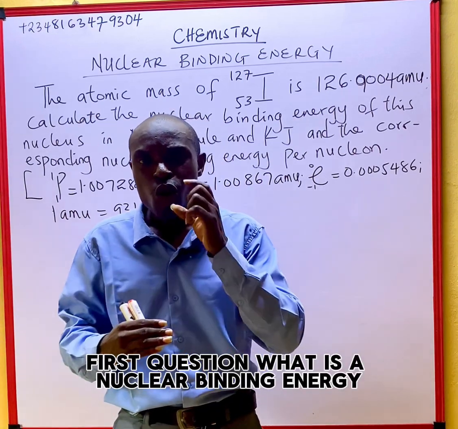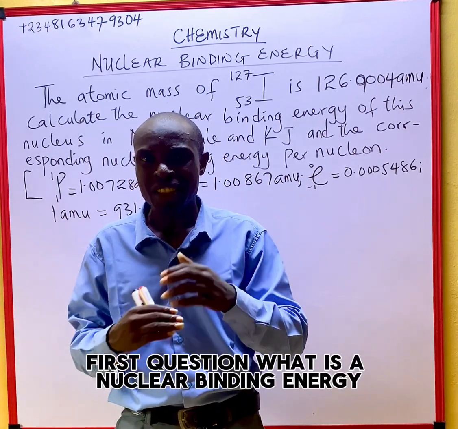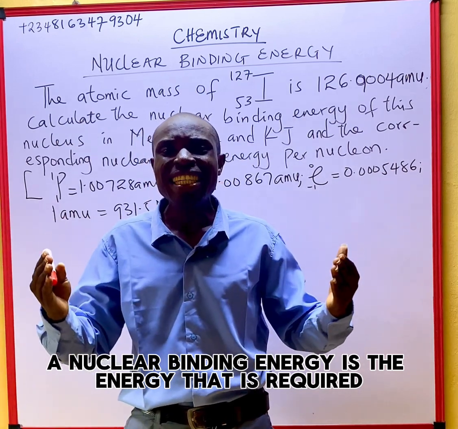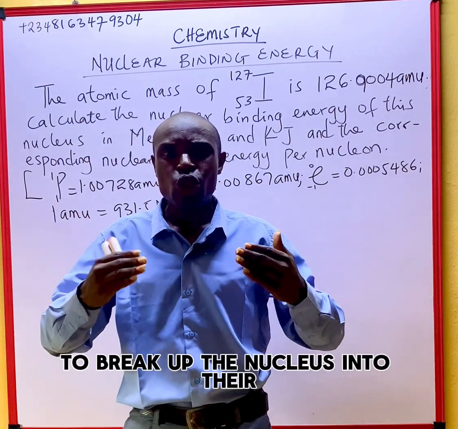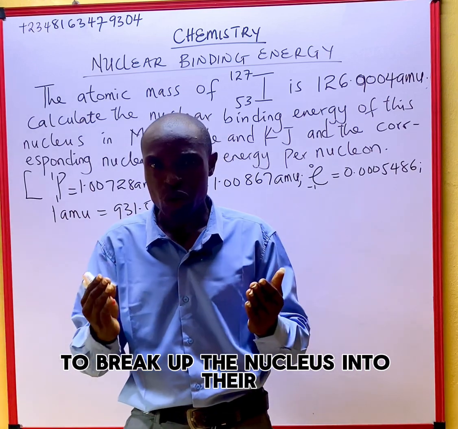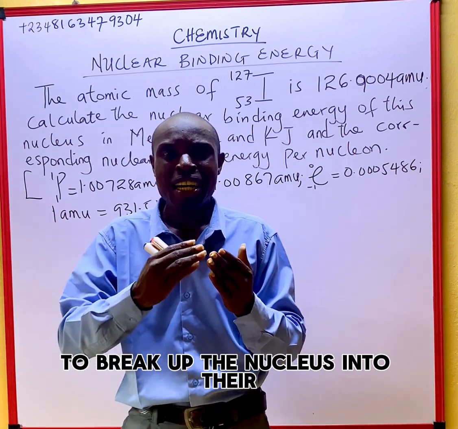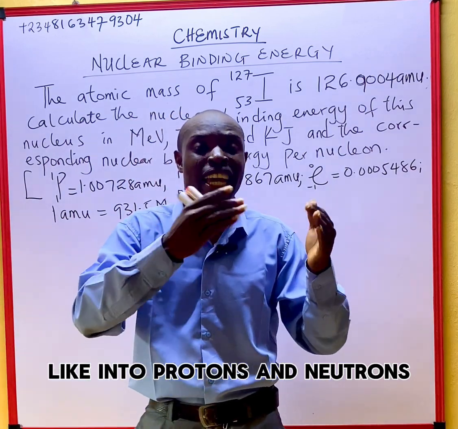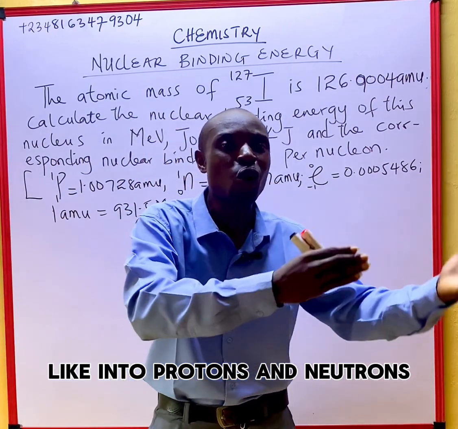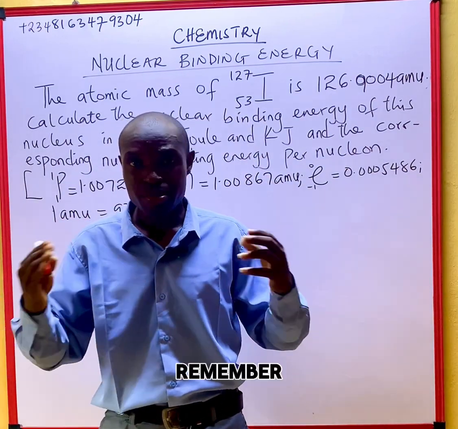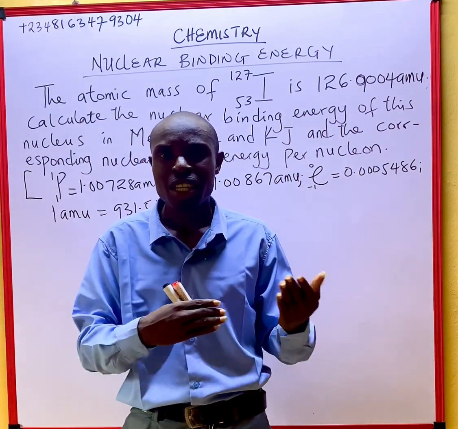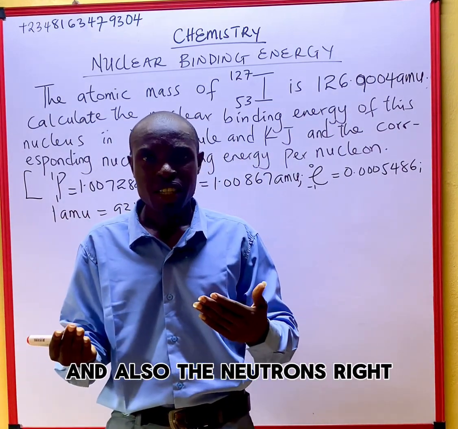First question, what is a nuclear binding energy? A nuclear binding energy is the energy that is required to break up the nucleus into its corresponding protons and neutrons. Remember that the nucleus of an atom comprises of the protons and also the neutrons, right?